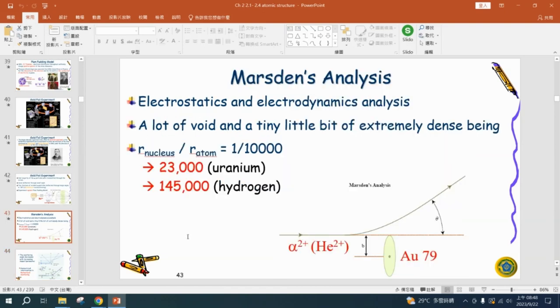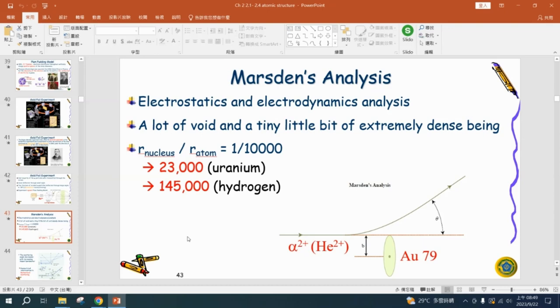According to Marsden's analysis, we realized that in the center of the atom is a core which has a very heavy mass, and the surrounding is nothing. So we understand that the electron will not be in the center. And then according to the analysis, we realized the ratio of the nucleus to the atom is about 1 out of 10,000, which is not exact, but it's very close.